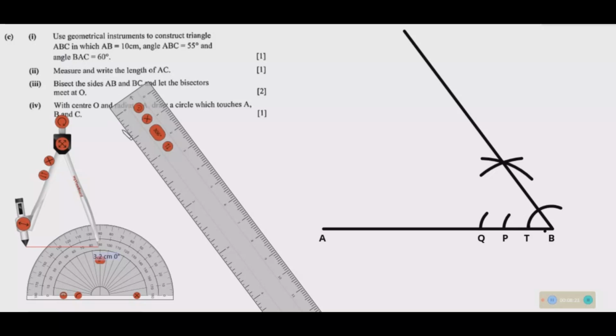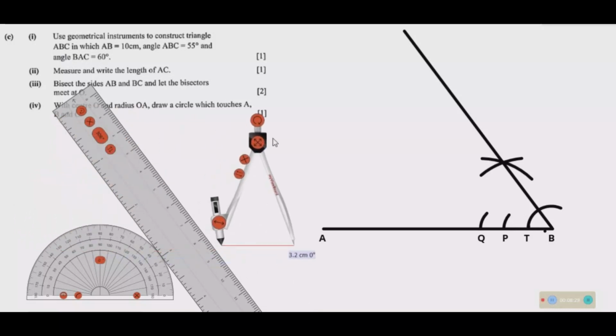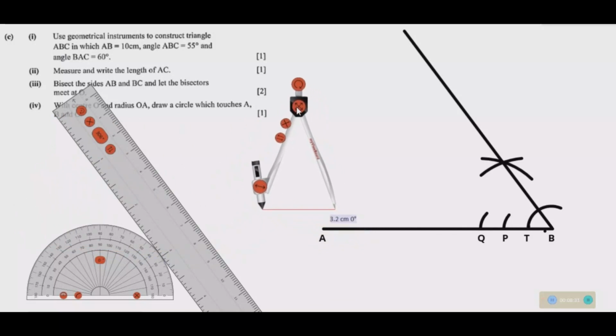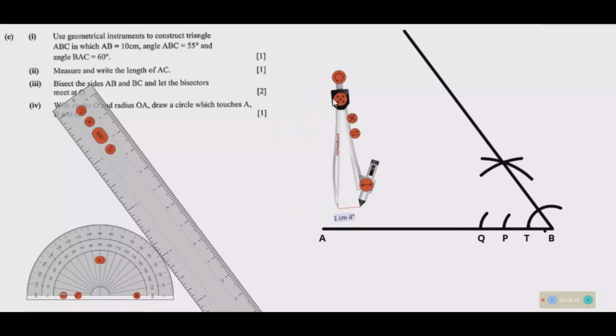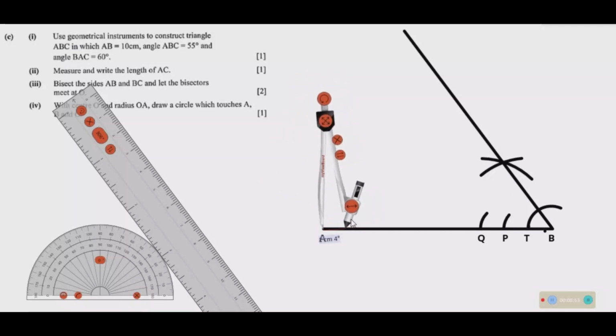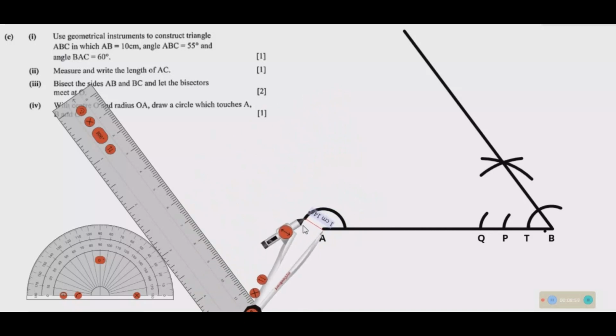We're going to construct angle BAC. So what we'll do is we are going to get our compass. As usual, we come up with a width of about 1 centimeter. What we're going to do is put our compass here, then we draw an arc like that one.